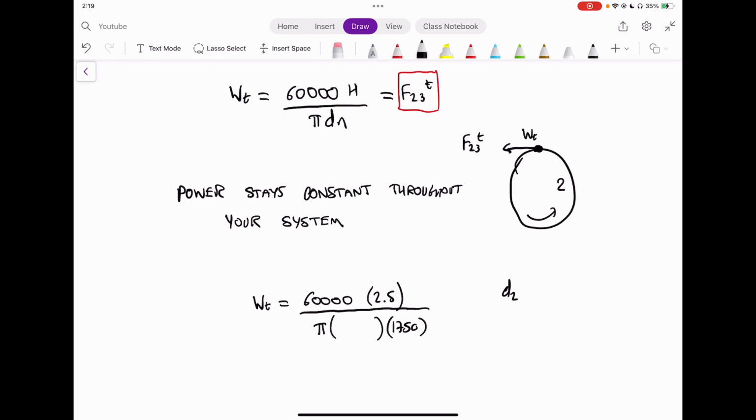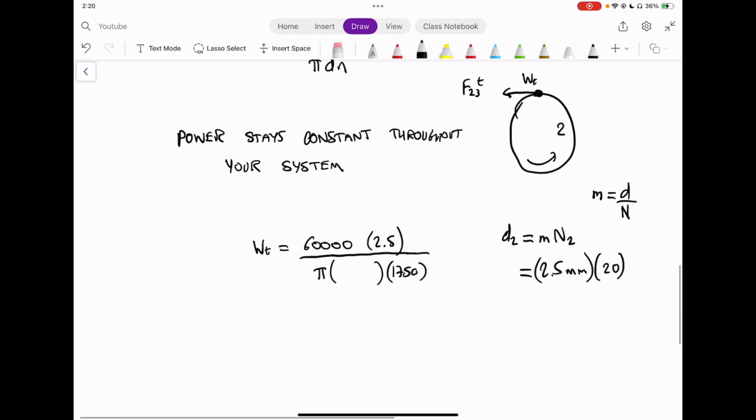Well, we know that M, or the module, is equal to the diameter divided by the number of teeth. And we're given the module and the number of teeth. So if we rearrange, we can say that D2 is equal to Mn, the module times N2. So this is equal to 2.5 millimeters for the module, multiplied by 20 for the number of teeth. If you had the diametral pitch, you could do the same thing, except the diametral pitch is N over D and not D over N, but it would be the same concept.